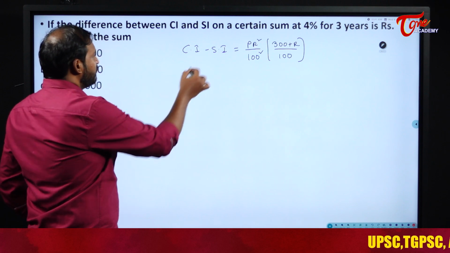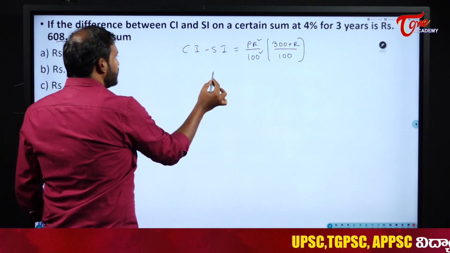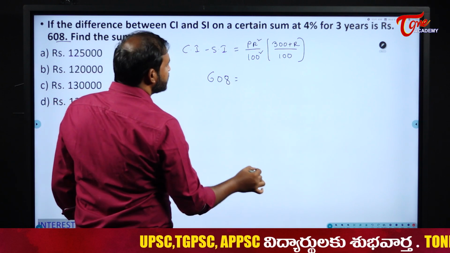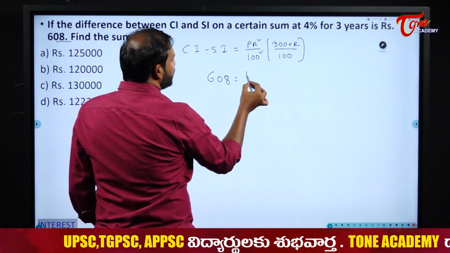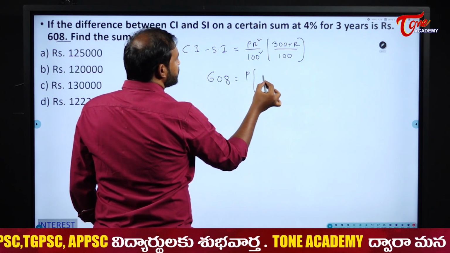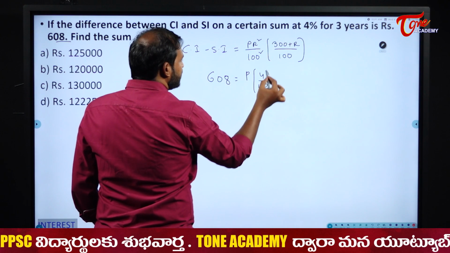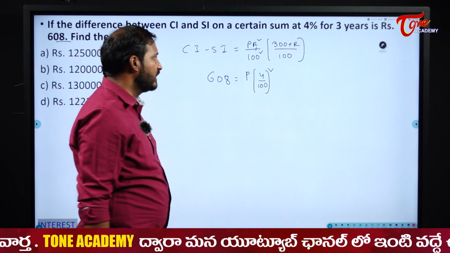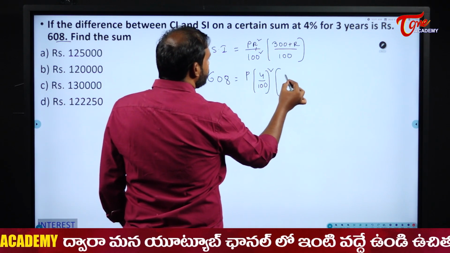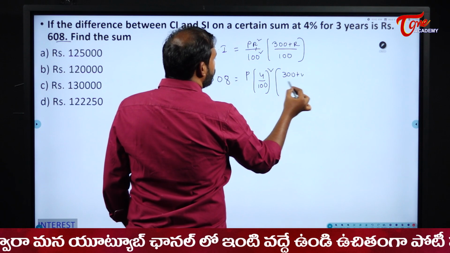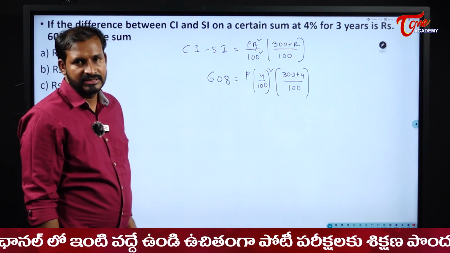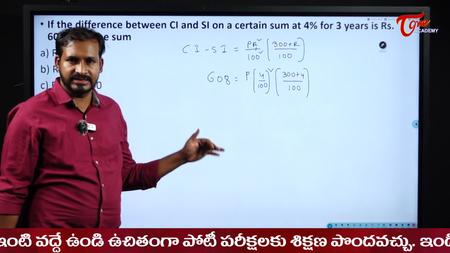Now they have given us 608. So that means 608 is equal to principal. We need to find, rate of interest is 4%, right? So P into R by 100 means 4 by 100 whole square. See, intentionally I am writing R square by 100 square in this manner. Okay. Now what happens to this one? 300 plus 4 by 100. Here the only thing is we will have little bit lengthier calculations. Nothing more than that. And everything remains the same.